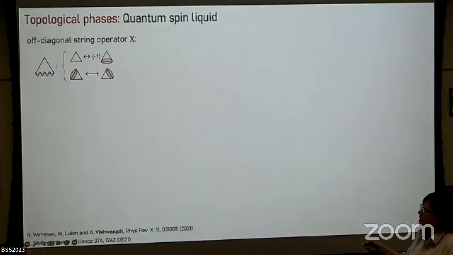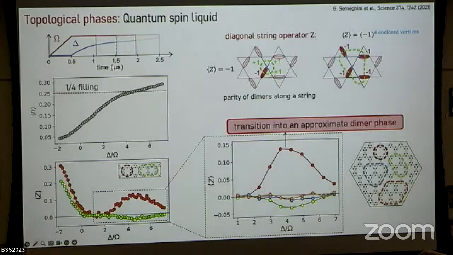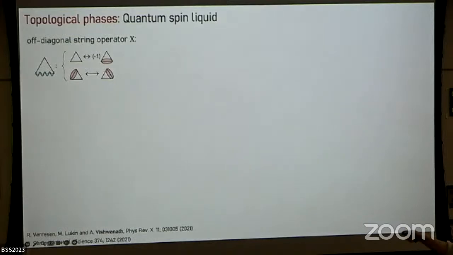So this is off diagonal. Now, in the Kagome lattice, you can see that you have these hexagons and you have these triangles, right? So you have these triangles. We define the string operator on a single triangle. So if we apply X on this side of the triangle, this corresponds to creating a dimer if there is nothing on the triangle, or removing the dimer if you have one dimer on that same site. But if you have dimers on the opposite side of the triangle, you're swapping their position. This is just a definition, nothing more.